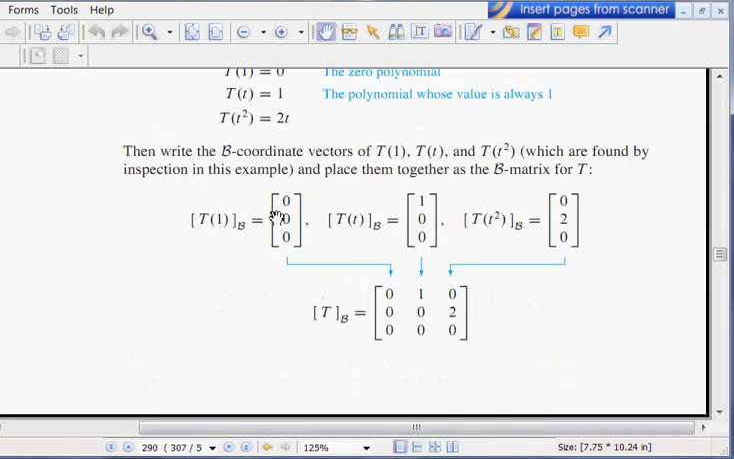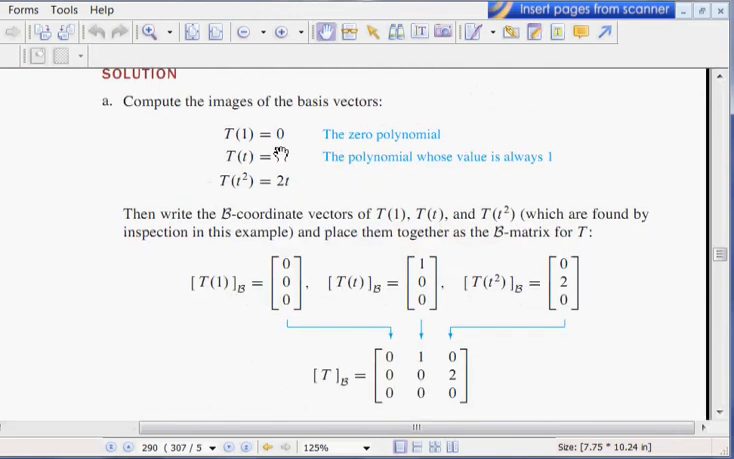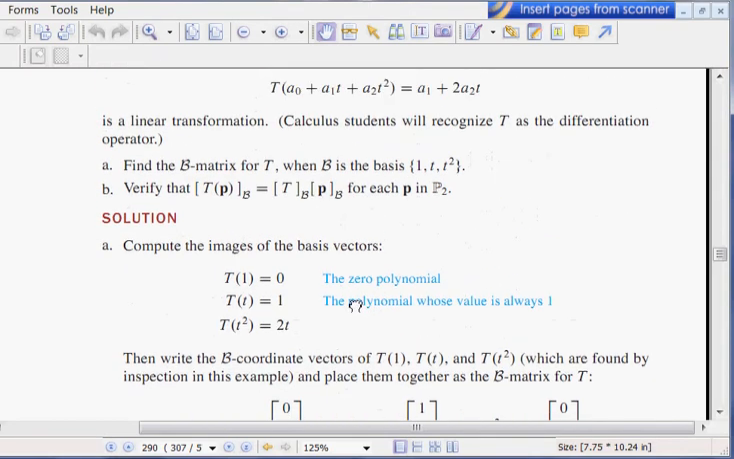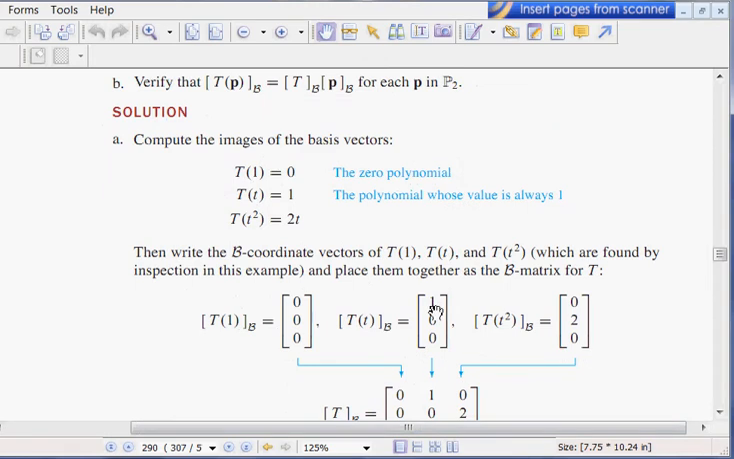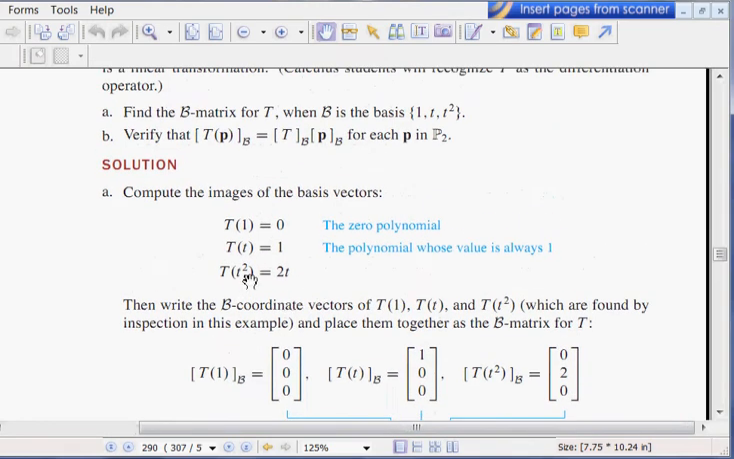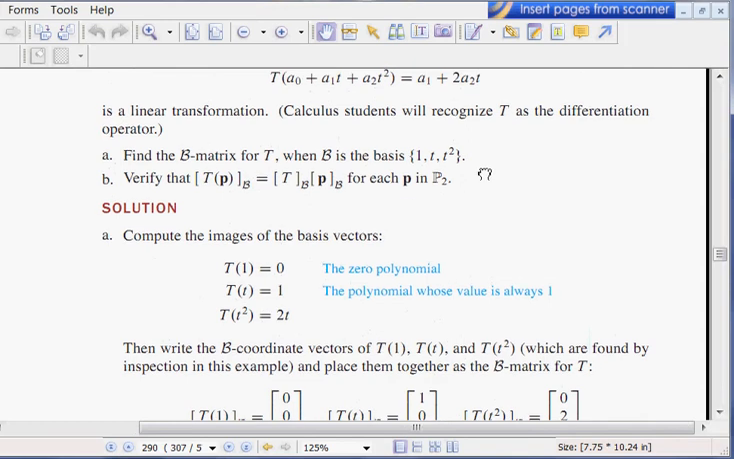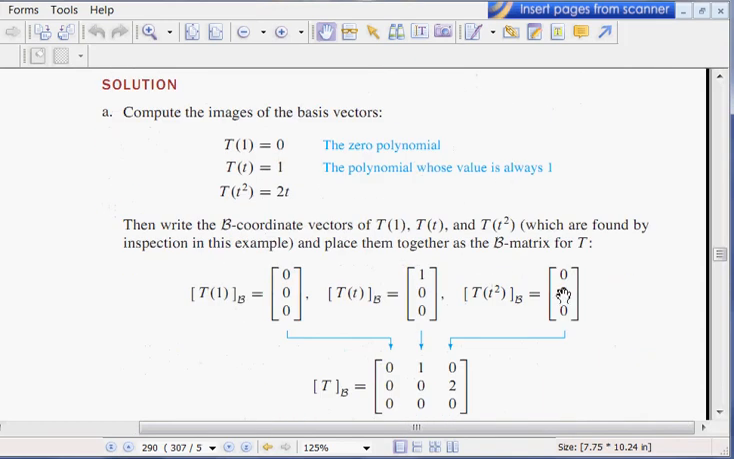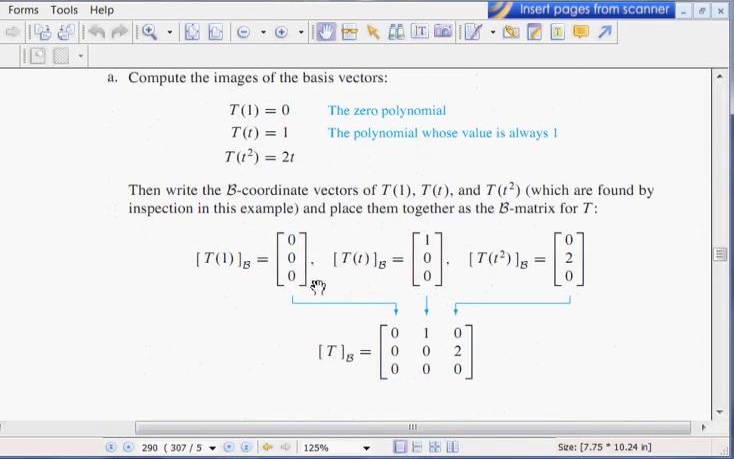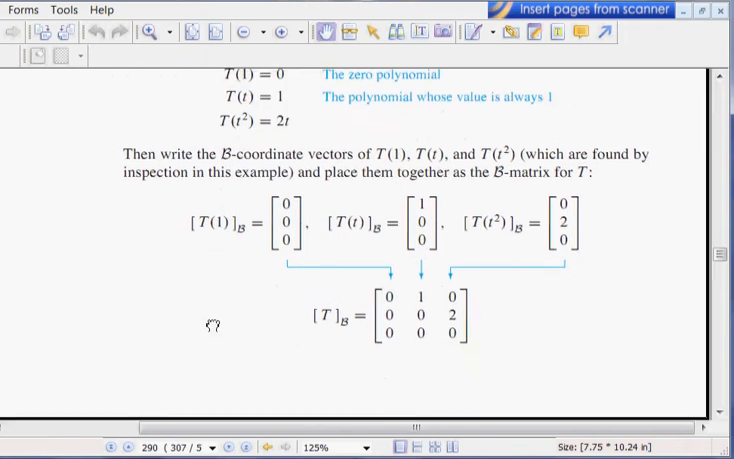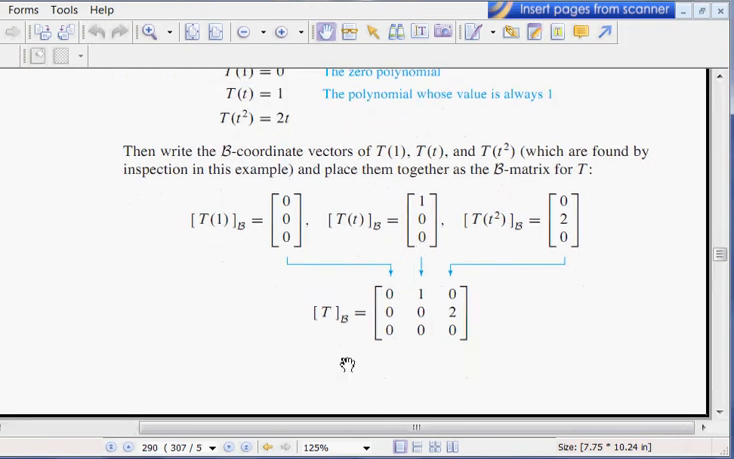So T of 1 is 0, so everything is 0. T of t is 1, a coefficient, and the coefficient corresponds to this part right here, so that's why it goes right there. T of t squared is 2t. It corresponds to this one, so it goes in the second entry. Once again, there's no third entry, so this third row is always going to be 0. Once you put these into a matrix, you get T sub B equals that.